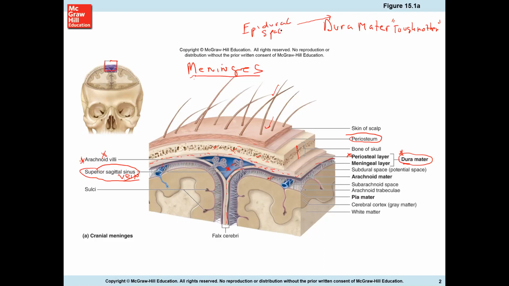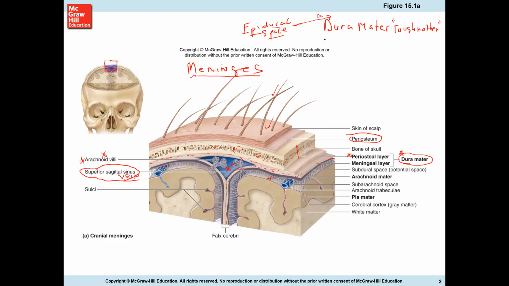Some people may have heard of an epidural injection of anesthesia or anti-inflammatory into the epidural space. That numbs the nerve roots, really. The epidural space is an area where you can inject anesthetic, especially in the lumbar area. Not so much in the brain, but I just want to point out this space as I'm doing the coverings.